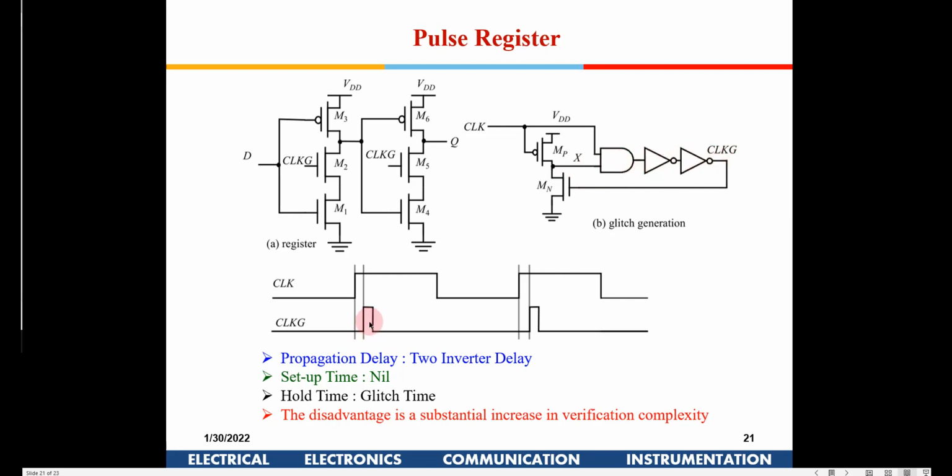This duration can be set by increasing the number of inverters here. If you use just 2 inverters, it will be a very small glitch. Okay, is it understood? Okay, thank you.